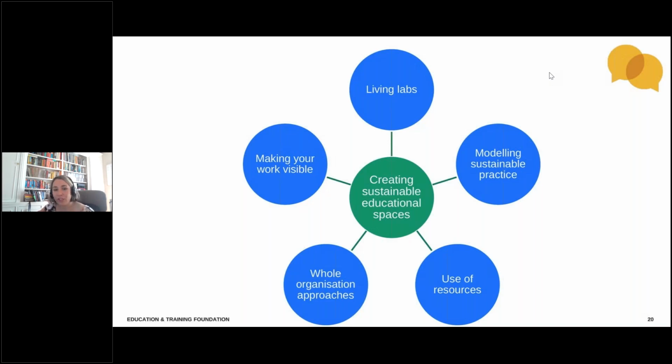But you can use some of those changes or some of those things that you're engaging with as a whole organisation as what's called living labs. And I really like this concept. This is where you use the work that you're doing within your education provider as a real life teaching tool for your learners. Engage them in what you're doing.